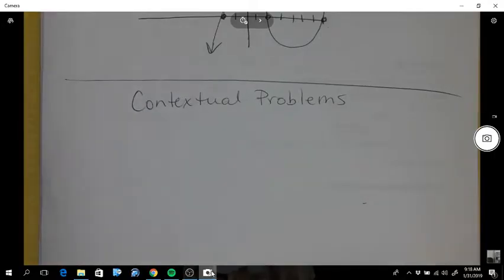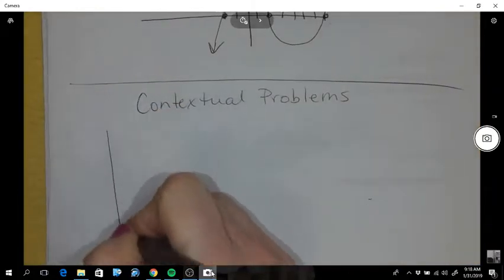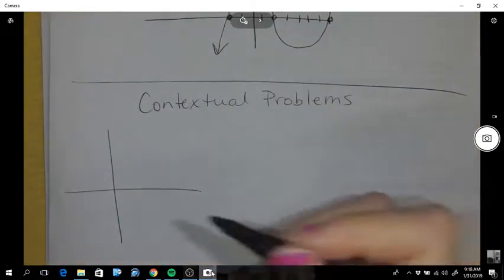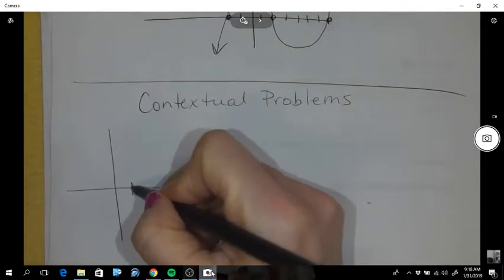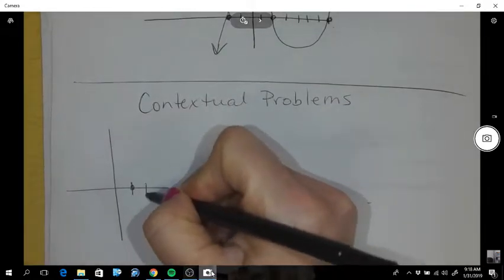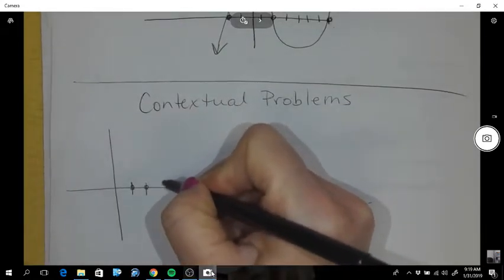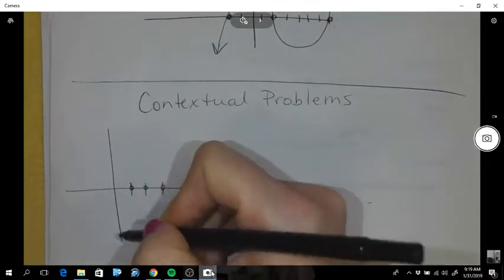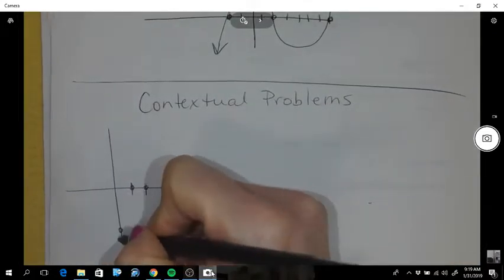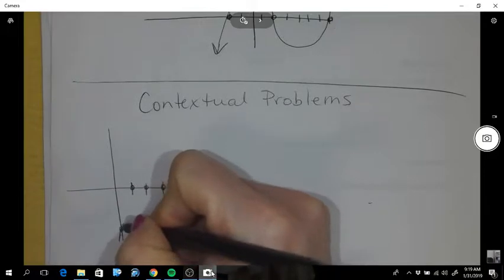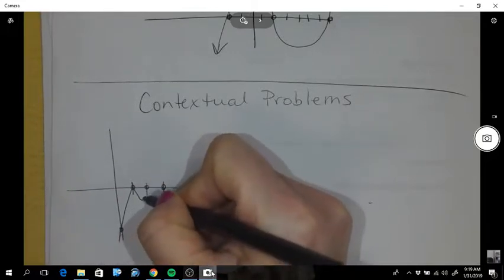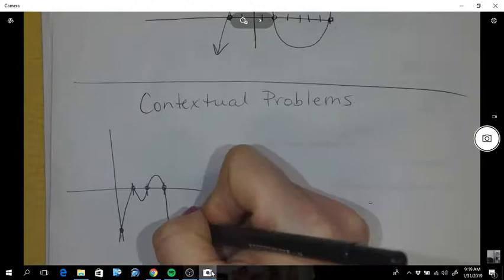Okay, I'm going to talk about contextual problems involving polynomials. So I'm going to draw a graph of temperature. Let's have intercepts of 1, 2, and 3. Okay, and it's going to cross at -12 on the y-intercept. So we see a bounce, a crossover.